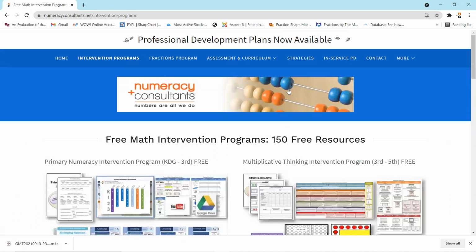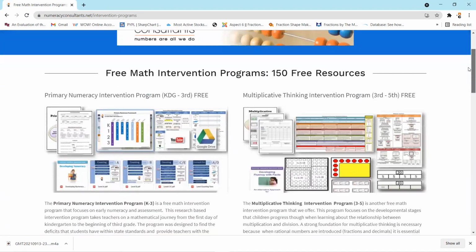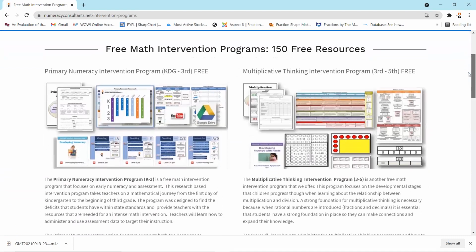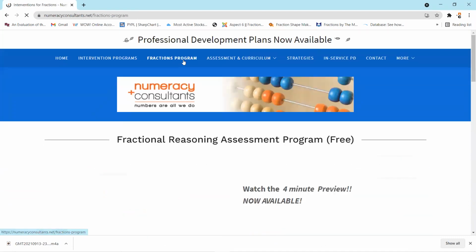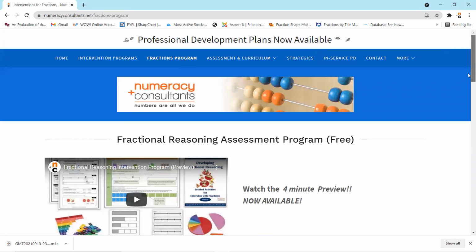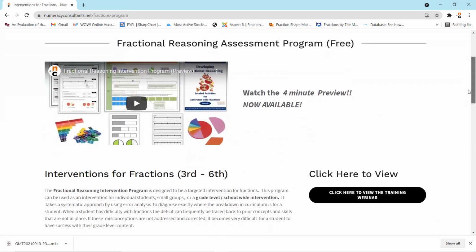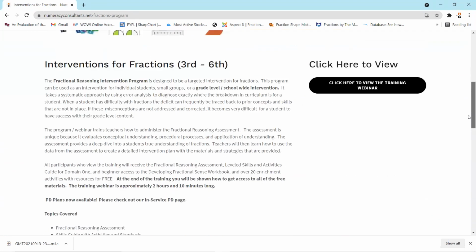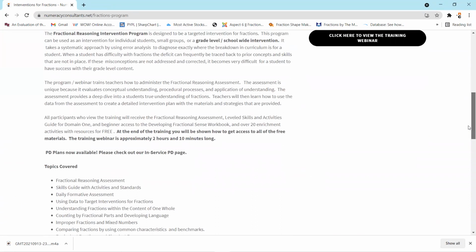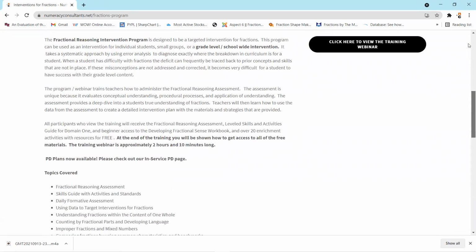There are other intervention programs as well. There's the primary numeracy, if you're not aware of that, and there's the multiplicative thinking one. There's also a fractions one, which is actually a very good program, very targeted. And fractions is definitely an area where many students, and not just students, but schools, are struggling with right now.